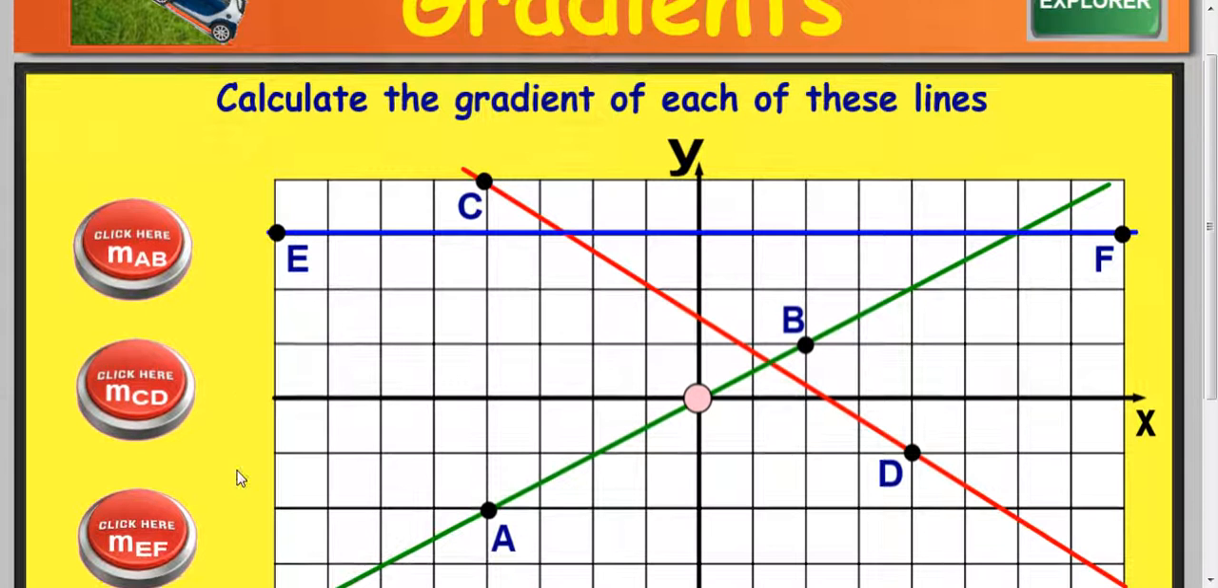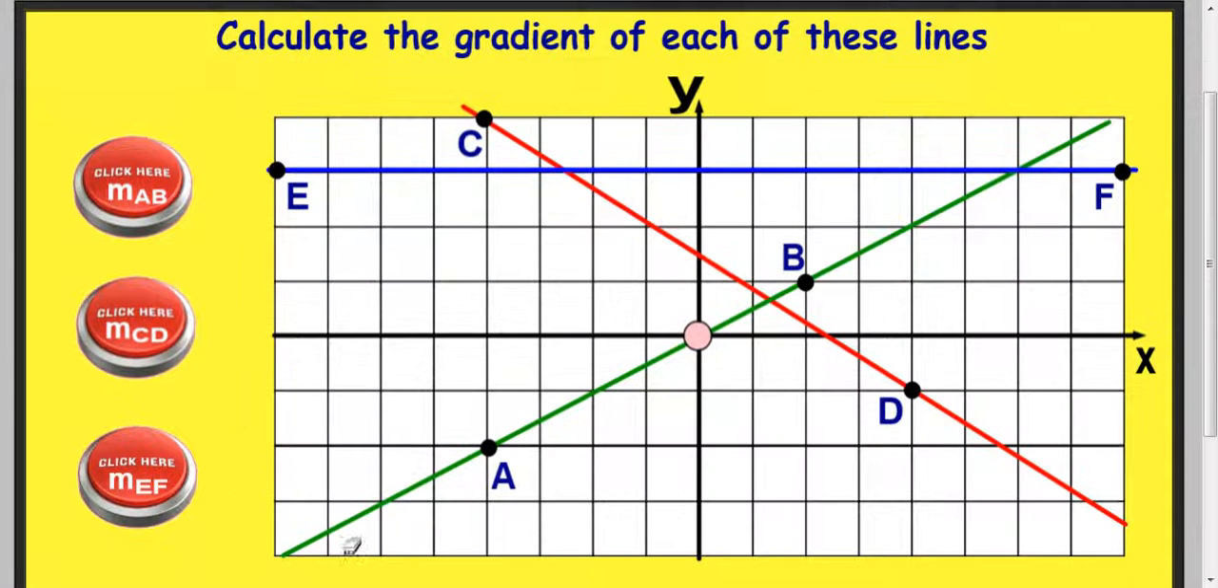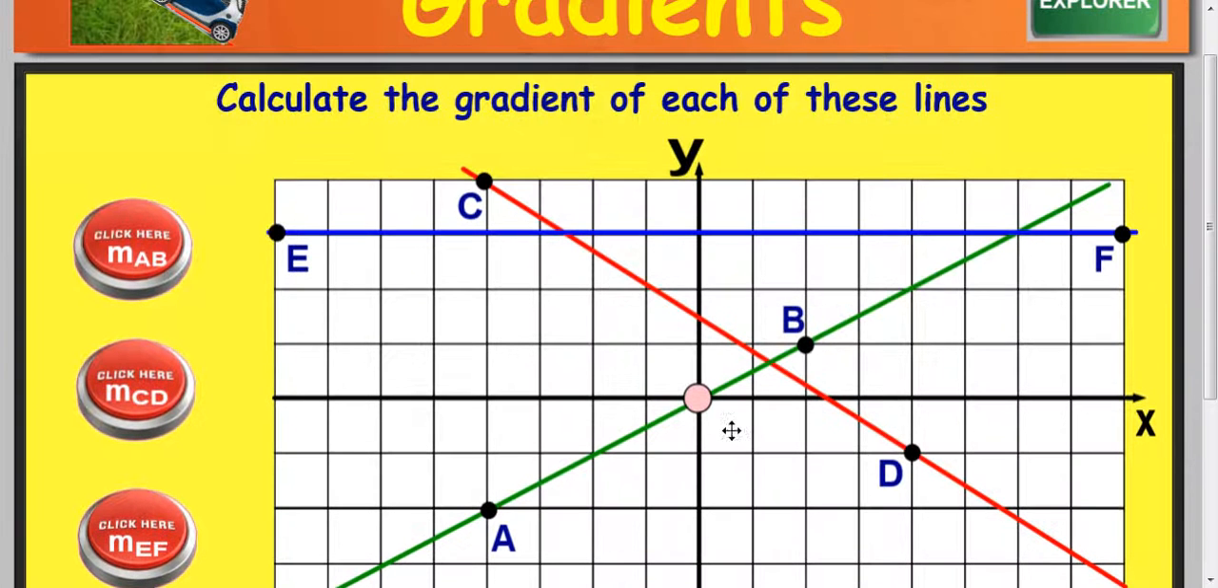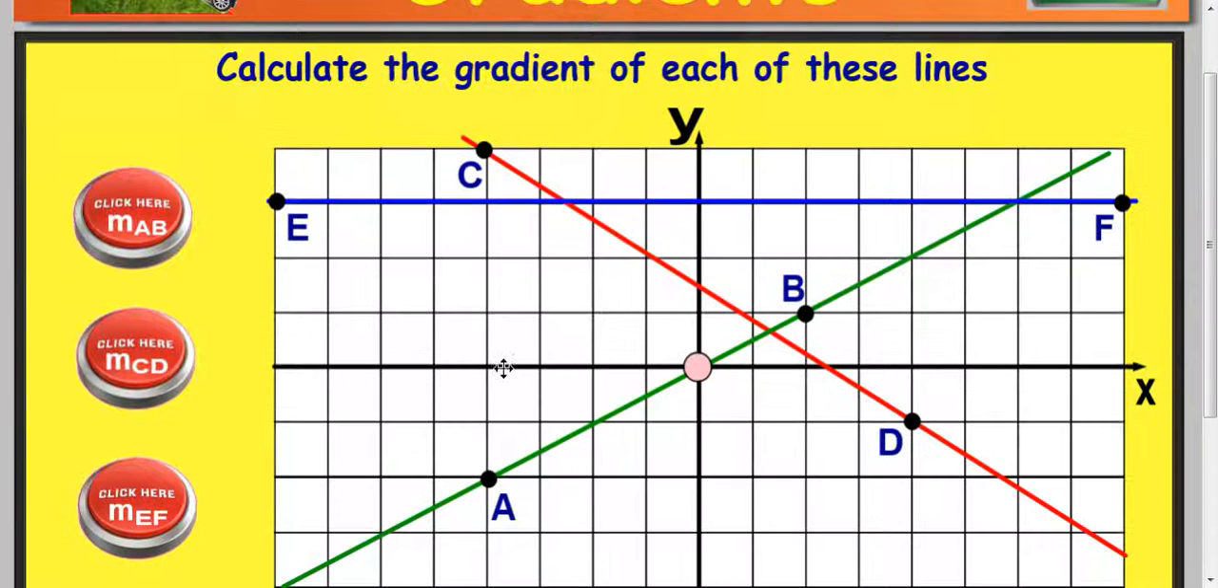Okay, let's have a look at a combination of different gradients here. We've got flat lines, we have got green lines going up the way, and we have also got red lines going down the way. So the first thing says click here to get the gradient of AB. Now remember, m is the letter of choice for gradients. When you use that, m of AB is equal to.